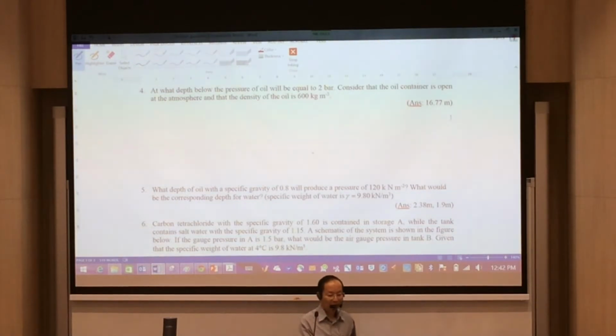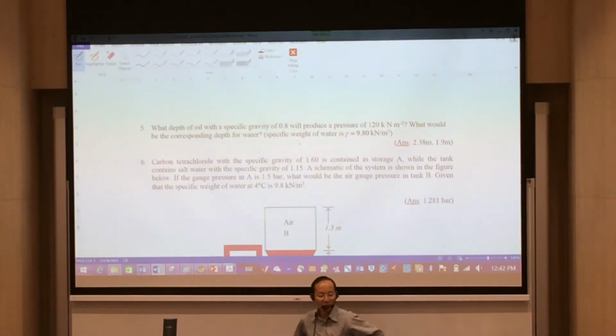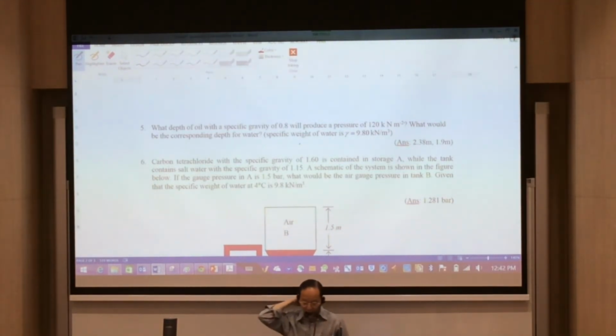Then for 5, what depth of oil with a specific gravity of 4.8 will produce a pressure of 120 kilonewtons per meter square? What would be the corresponding depth for water, given the specific weight of water? This one will need some thought, but it's not a difficult question. There are a few steps. You must understand what specific gravity is in the first place, which we have covered already.